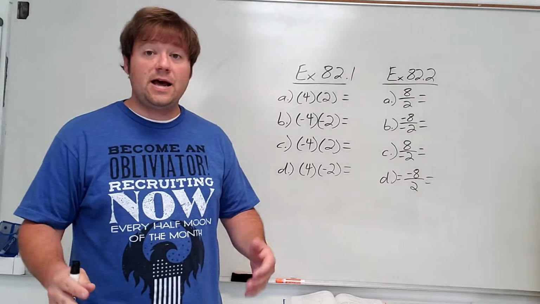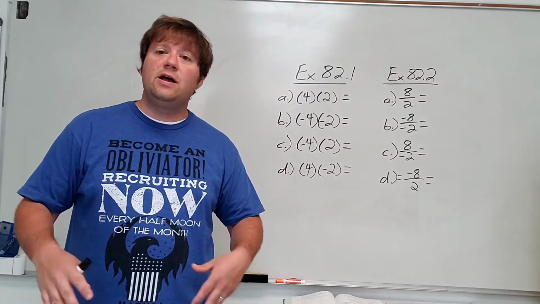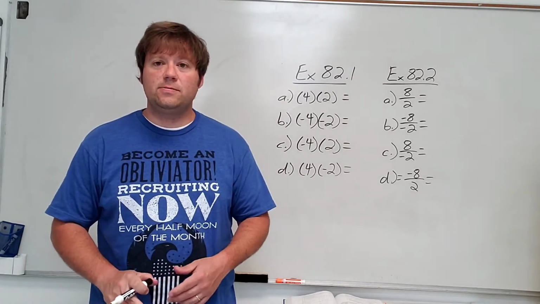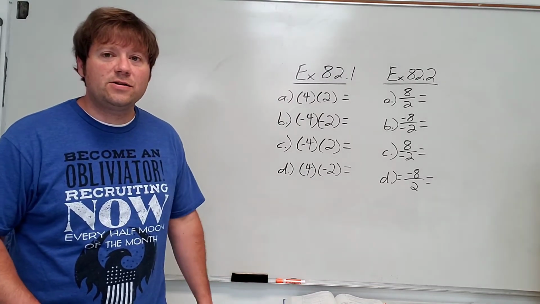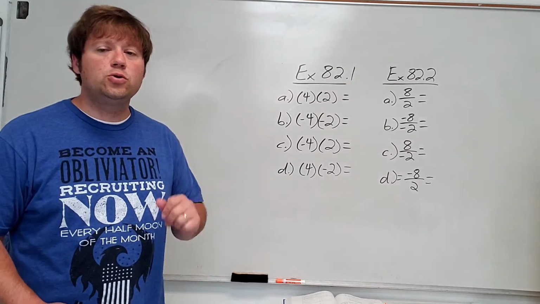If you have different signs, a positive and a negative, it's always going to give you a negative answer. So when you multiply or divide different signs, you'll always get a negative answer. This is when we're multiplying or dividing two numbers.